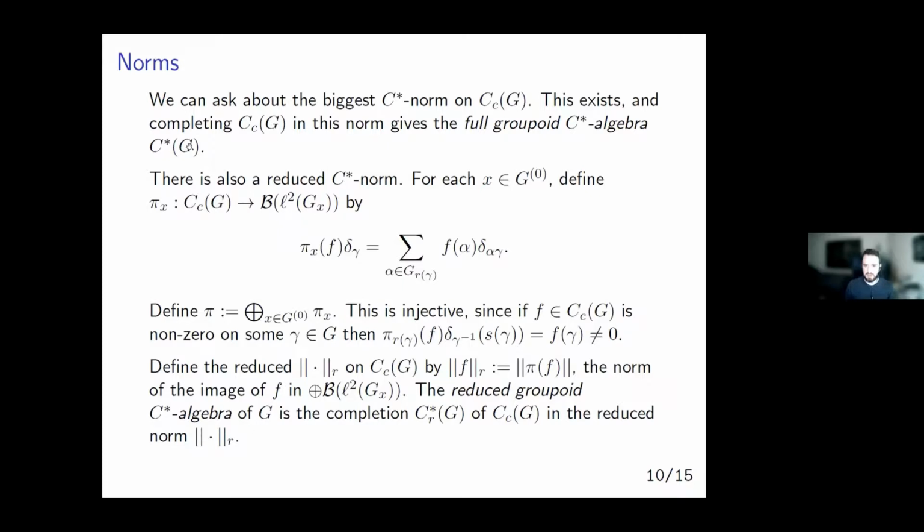This will be smaller than the full groupoid C-star algebra norm, simply because we defined the full norm as the largest one. You can take the supremum over all possible C-star norms on this algebra, and you get something that is obviously going to be at least bigger than this.